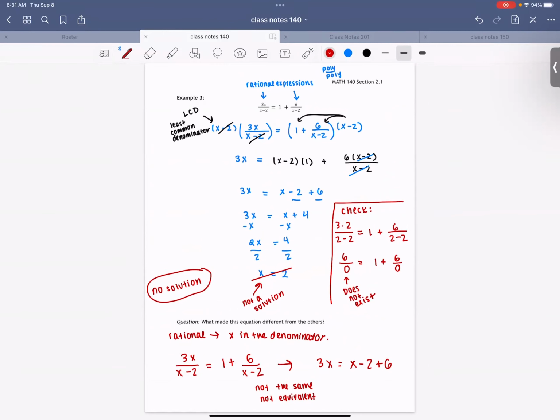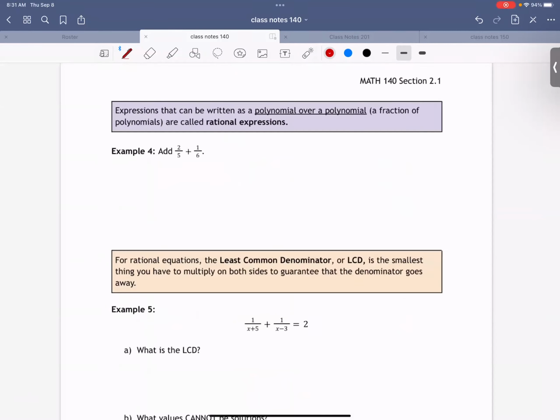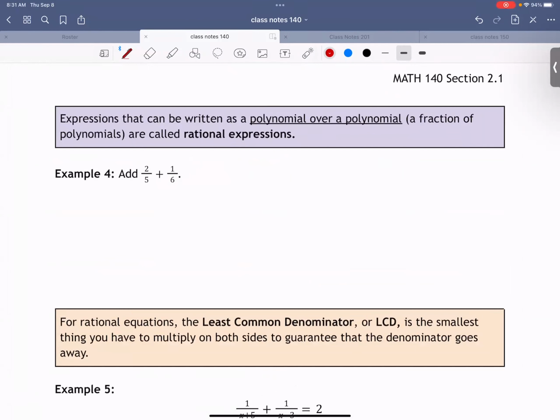All right. If we flip our page, I defined rational expressions. We're going to talk about that. I'm going to go back to that thing that we labeled the least common denominator. Remember, that was the smallest thing we can multiply on both sides to cancel out the denominator of our equation. And the term least common denominator comes up even in just adding regular fractions. I know we love fractions. Why don't we add these two fractions here? We've got 2 over 5 plus 1 over 6.